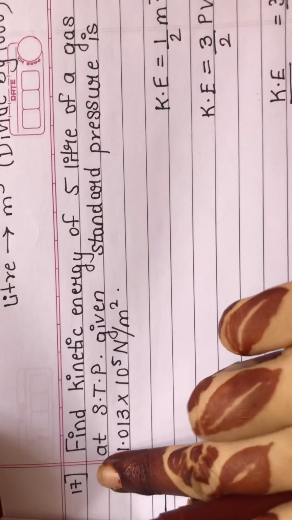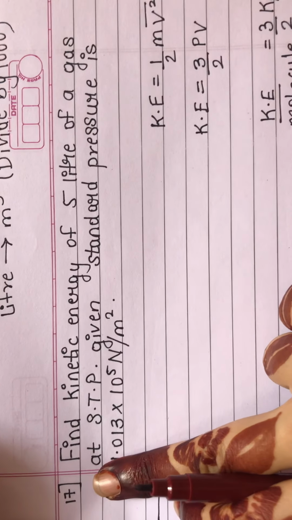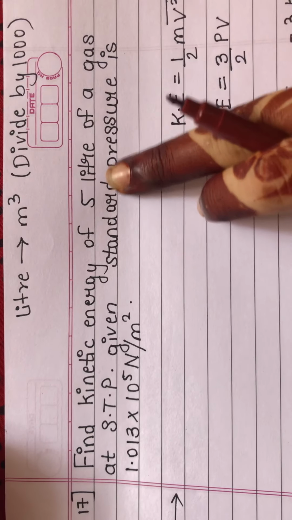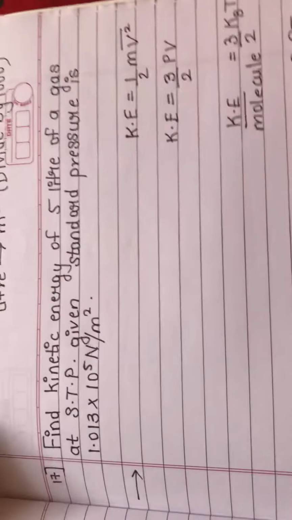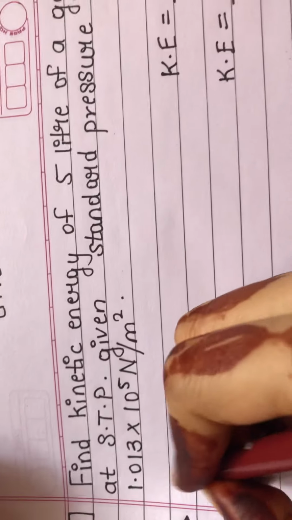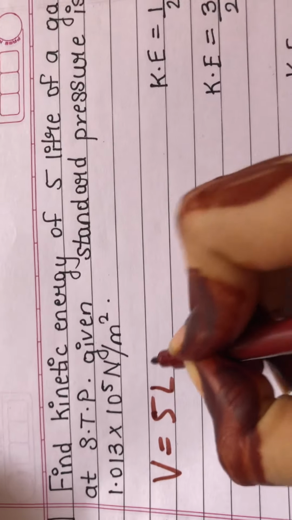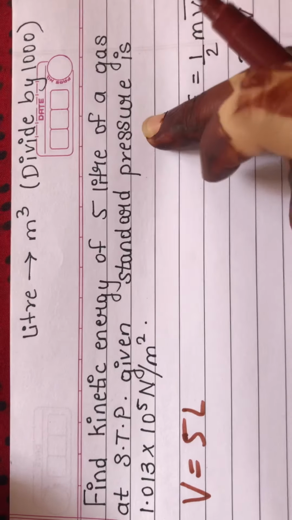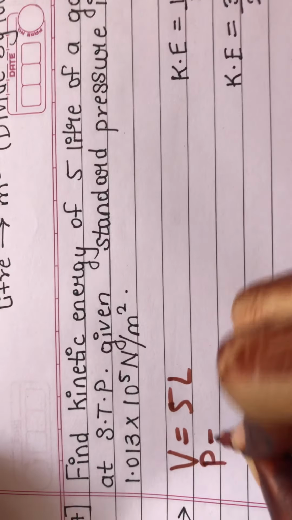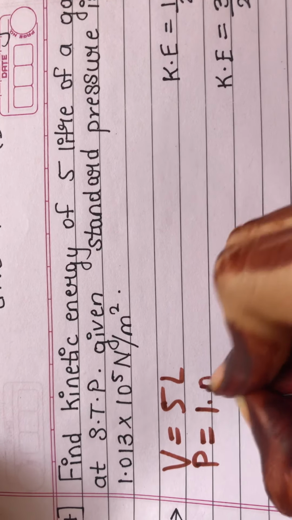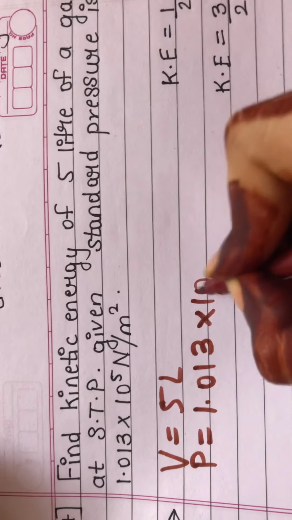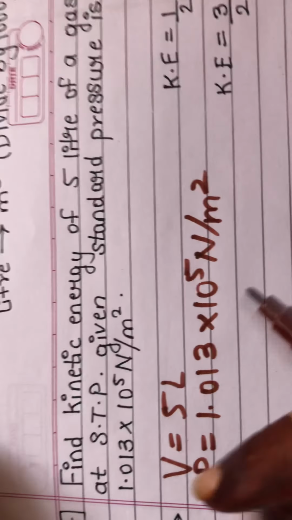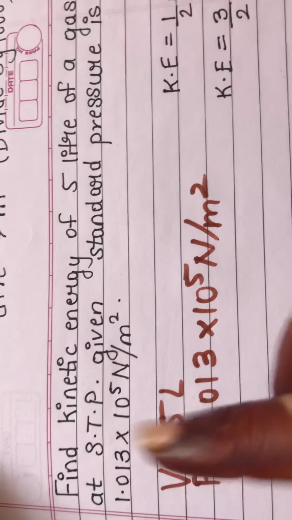Okay, starting with numerical number 17 of kinetic theory of gases, unsolved numerical. Find kinetic energy of 5 liter of gas. Here the volume of the gas is given to us, that is 5 liter. At standard temperature pressure, standard pressure is given to us, that is 1.013 into 10 raised to 5 Newton per meter square. And what will be the temperature if it is standard temperature pressure?